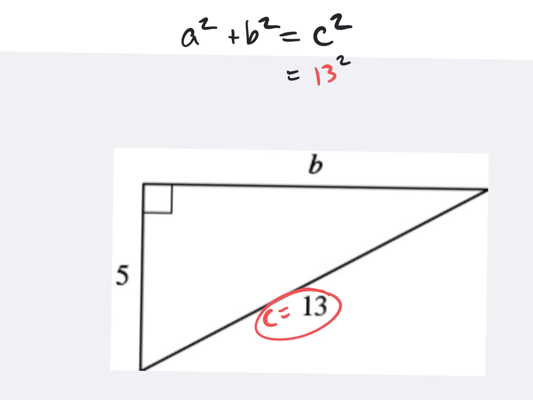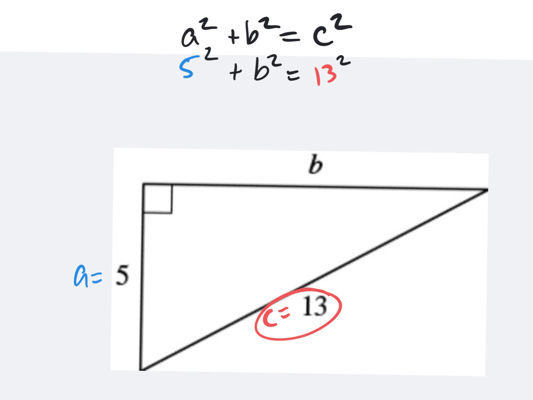Okay, and they do give us a. A is 5, so we're going to say 5 squared. And they don't give us the b value, so we're just going to put plus b squared. So you take what they give you, you plug it in to find out what you don't know. We're going to solve this thing, solve for b.